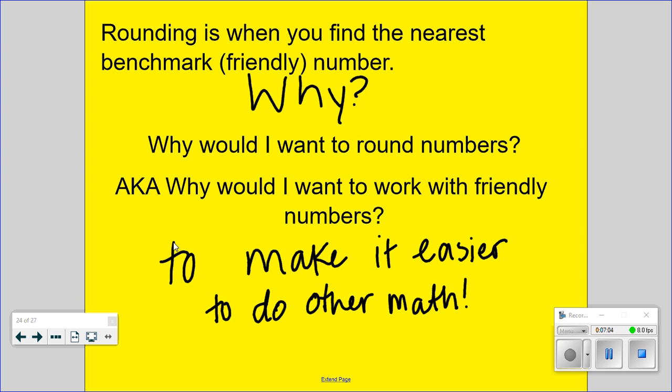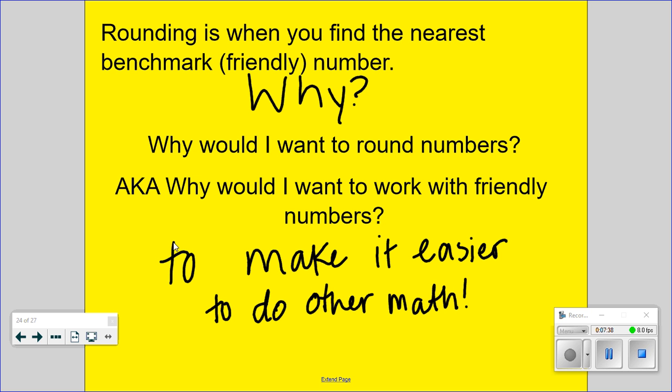If I have the problem 6 times 9, oof, 9 is pretty close to 10. It rounds to 10. 6 times 10 is way easier. So I know my answer should be close to 60, because 6 times 10 is 60. So rounding just makes it easier for me to do other math. It could be addition, could be multiplication, could be subtraction, could even be division.